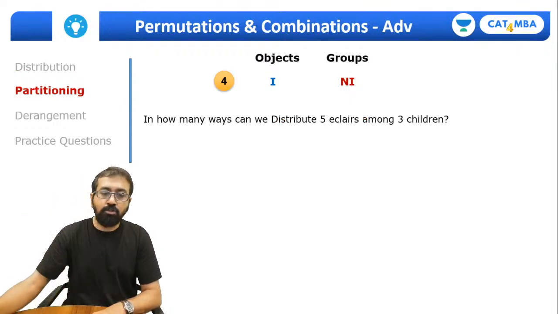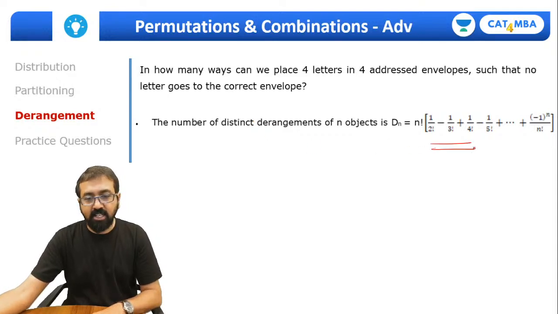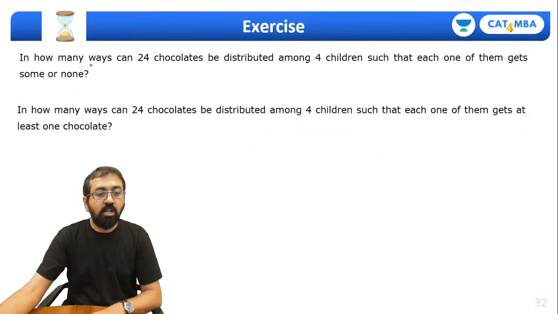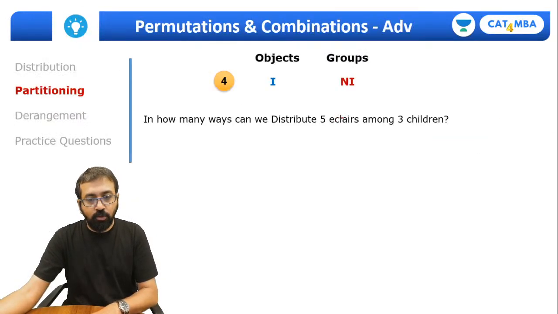So we had also discussed the partitioning concept. Dearrangement formula, yes, in case you haven't written it, you can write it down. Let me show you the partitioning. This is the case of identical to non-identical, because we need to distribute 24 chocolates among 4 children. So let me quickly give you the formula for that.